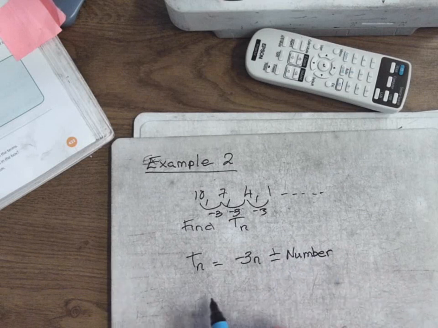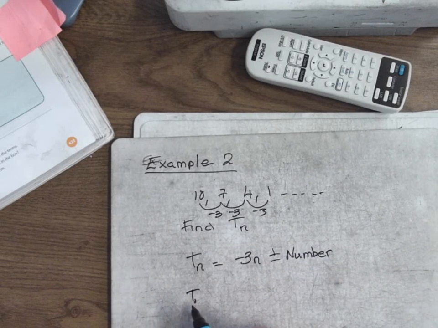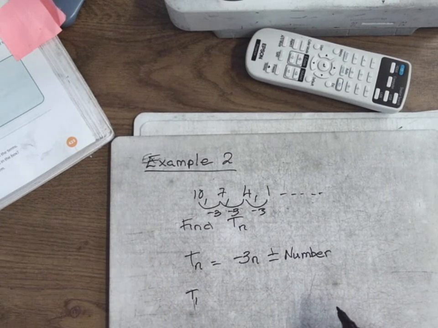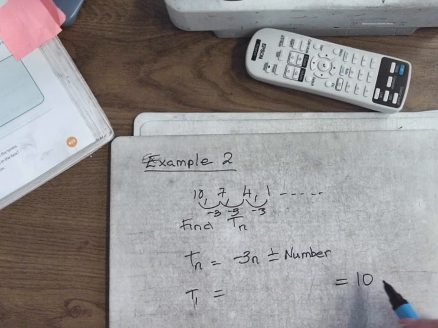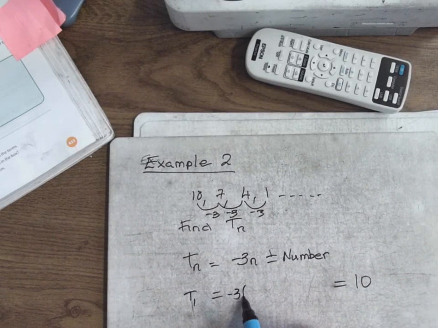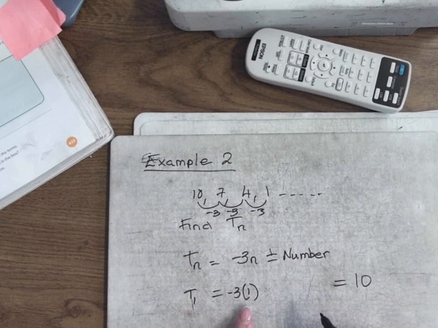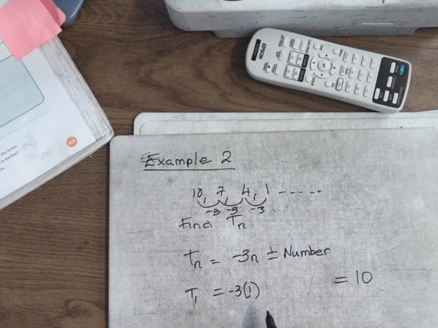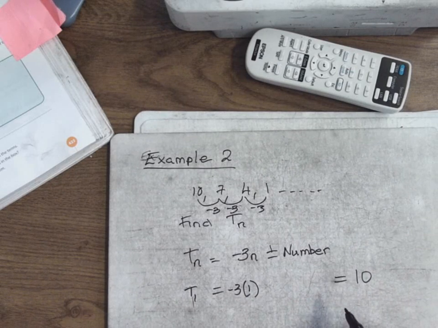So Tn, you use T1. What's term number 1? What is term number 1? What's the answer? 10. So I should come out with a 10. Agreed? So I put in 1 for n because it's term number 1. So minus 3 times 1 is minus 3, isn't it? How do I go from minus 3 up to 10? Plus 13, would it be? Yeah, so plus 13.